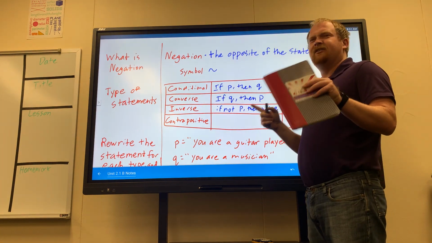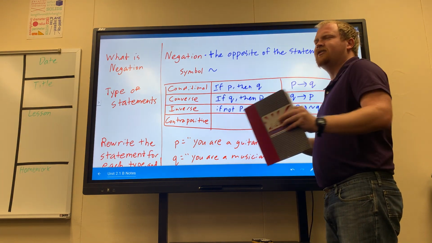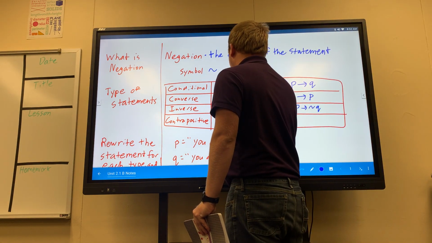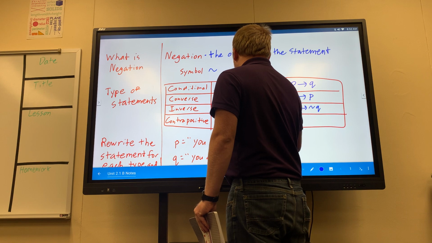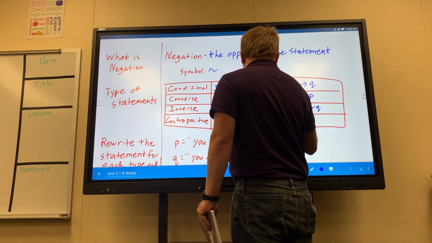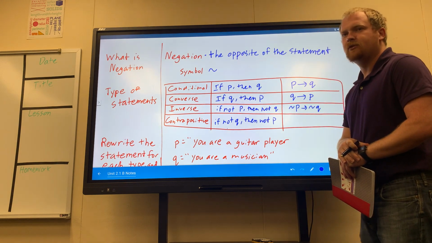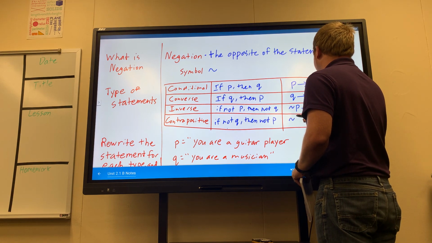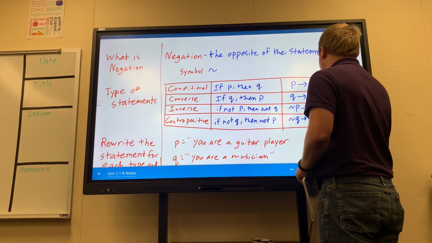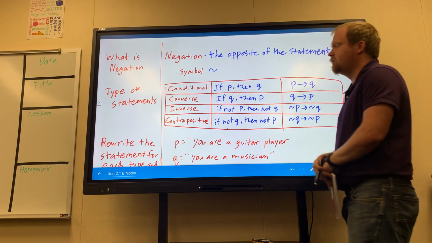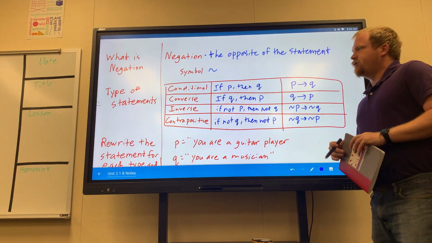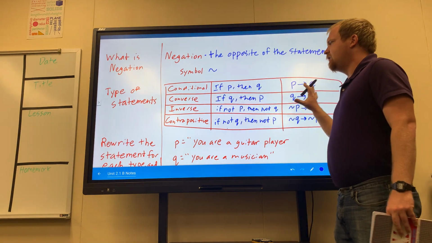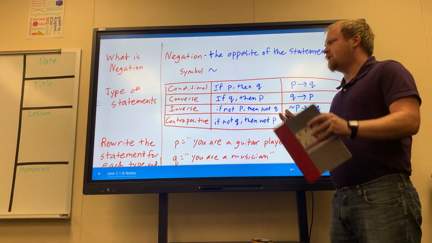Contrapositive, it's kind of similar to converse, except it's the negation of that. So if not Q, then not P. Just like that. If not Q, then not P. So the symbol of this is the negation of Q goes to the negation of P. Okay? So you definitely need to write this down so that way you can be aware of how we rewrite the statement.